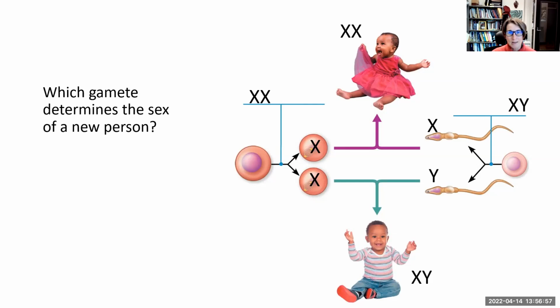So which gamete is going to determine whether someone is a male or a female? The egg or the sperm? Yeah, the sperm, right? Since females are XX, they can only make eggs with the X chromosome, so they're going to pass that on. But males can make two different types of sperm: sperm that carry the X chromosome and sperm that carry the Y chromosome. Sperm with the X chromosome, when it combines with an egg, is going to be a female. The Y chromosome, when that combines with an egg, will become a male.